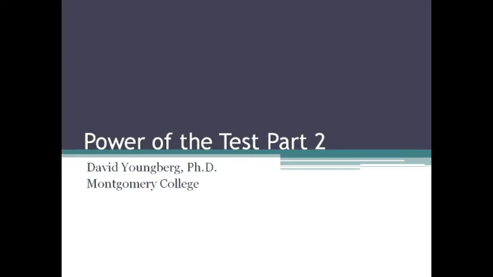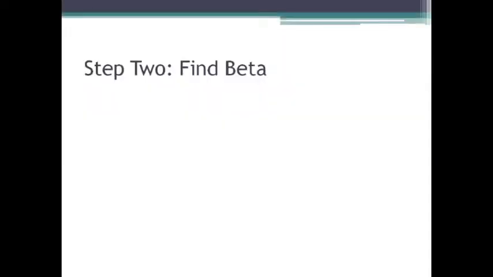Okay, this is Power of the Test, Part 2. So the next step in figuring out what was going on is to find beta. Recall previously we found the critical sample mean for our two different scenarios. In that situation, we're saying, okay, well, what if the null hypothesis is true? What's the likelihood we will declare statistical significance and be wrong, right? That's alpha, that's type 1 error.